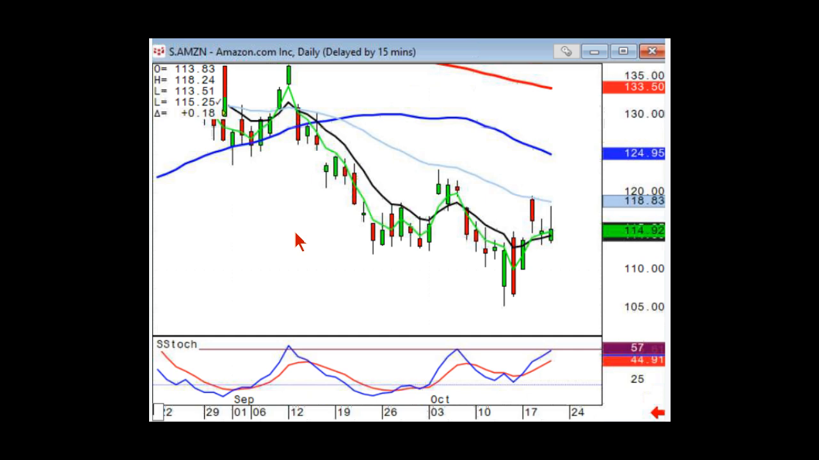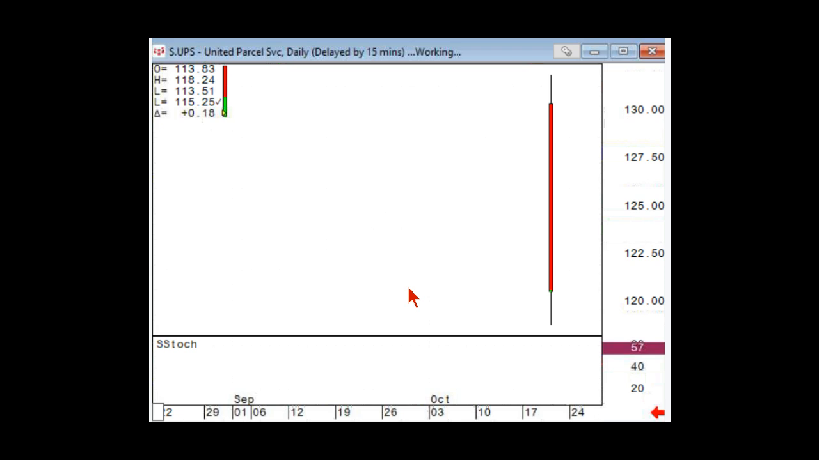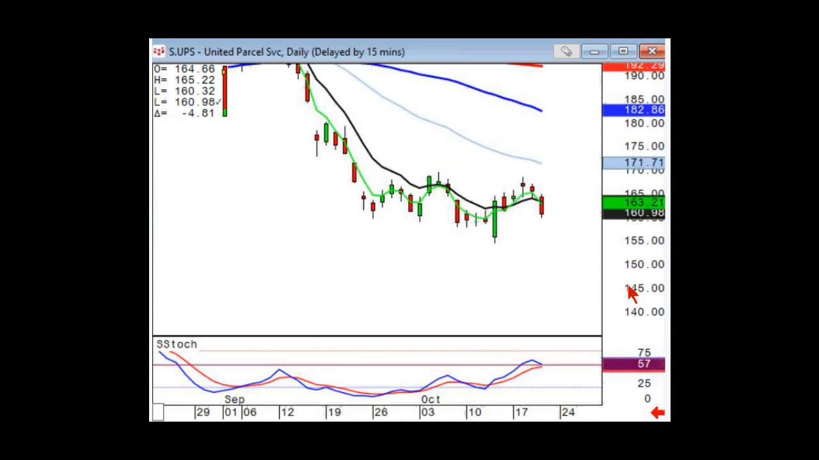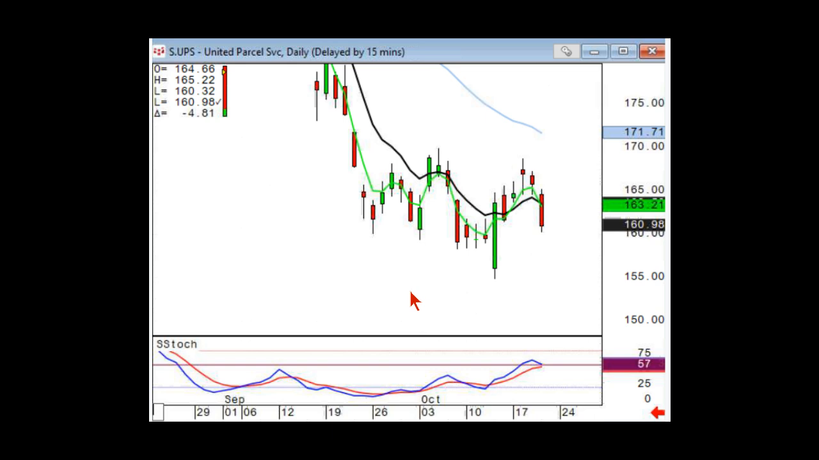Okay, if not, Jim, go ahead and do the double line. And in 4.1 seconds, do the next double line. UPS. Get ready to short this one. If you're getting ready to short it, want to make sure it gets down through this level.